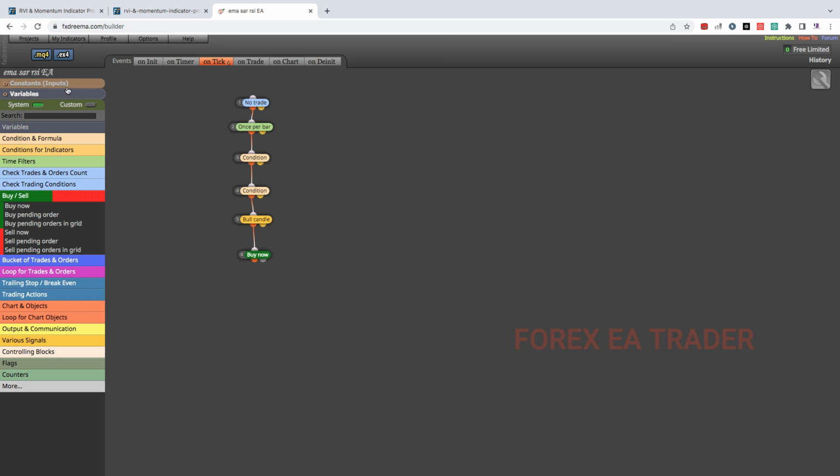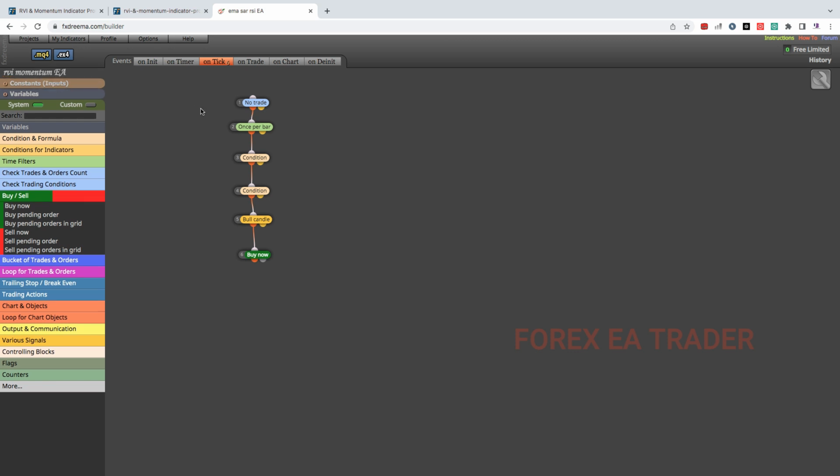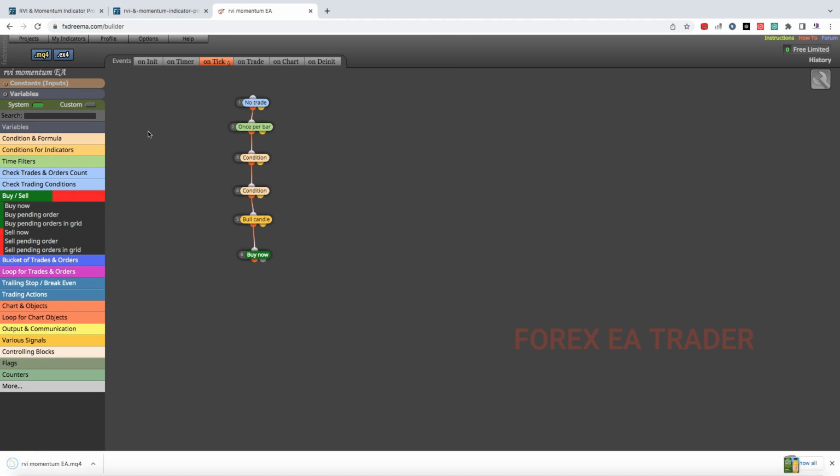you're done basically. Then you can come here and you name your robot RVI momentum EA. That's a very creative name for my robot there, or you can name it whatever you think is more creative than what I've put there. And after that, you just download your MQ4 file. That's the source code there, and this is the executable file which you can share with your friends or everybody else that you don't want to see your code.